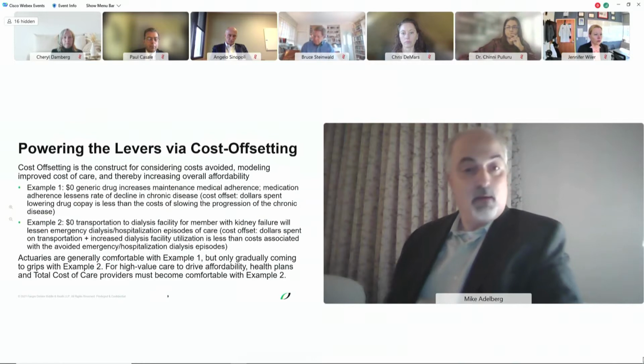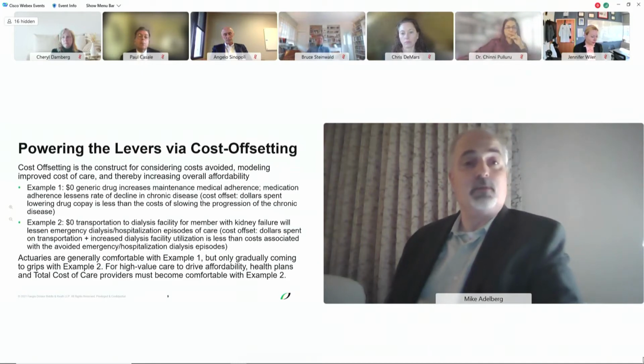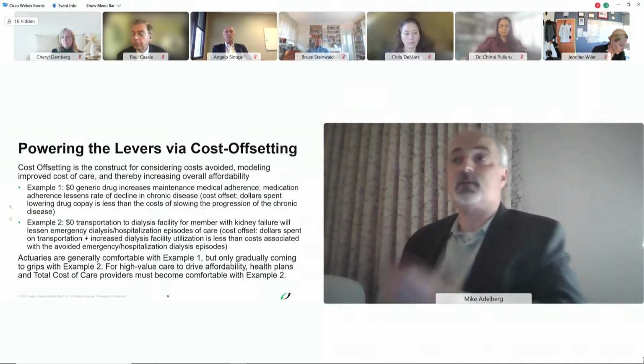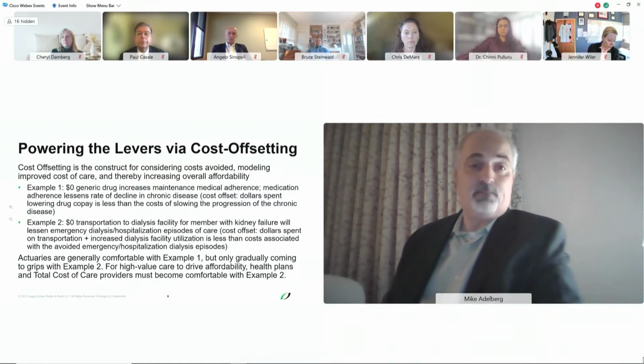Here, the idea is that transporting someone to a dialysis facility should result in fewer missed dialysis appointments. With fewer missed dialysis appointments, we would have fewer hospital-based emergency dialysis episodes of care. So it makes sense that there would be some cost offsetting associated with the cost of transportation. But this is all fairly new, and the actuarial profession is still coming to grips with this other type of cost offsetting exercise.